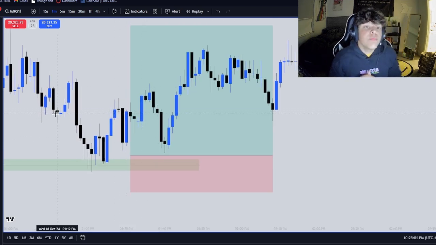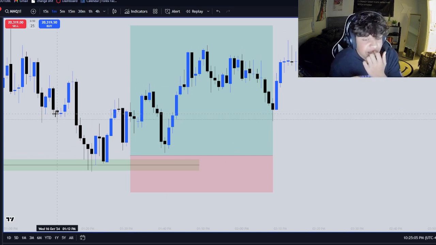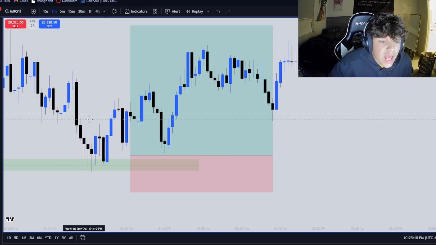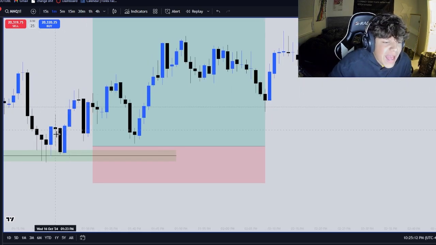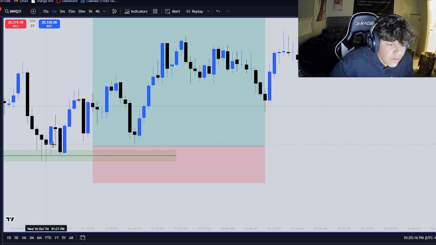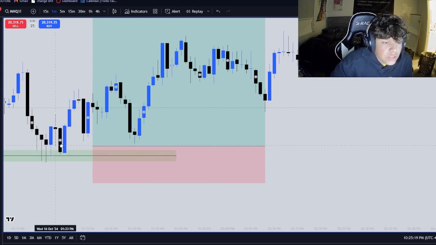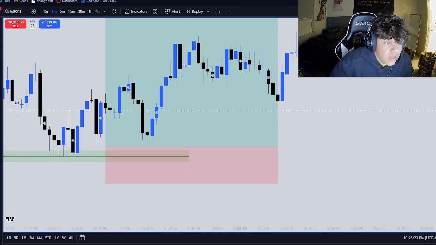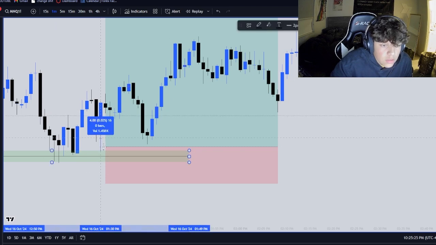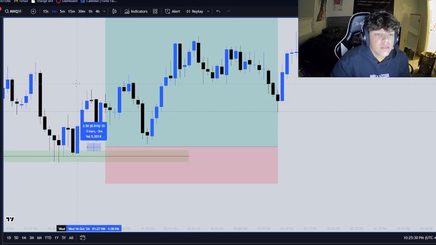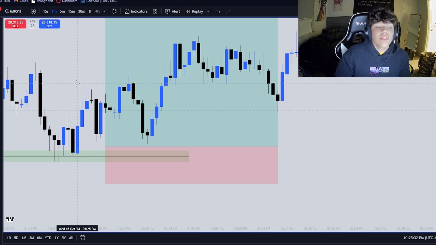Now, to be fairly honest with you guys, if I spotted this, if I took this trade, which I didn't, by the way, I'm taking this trade as soon as I see that out of the fair value gap, right? I'm taking it one tick above the fair value gap. It's about that much, right? That's a tick. I'm taking it right there and then.